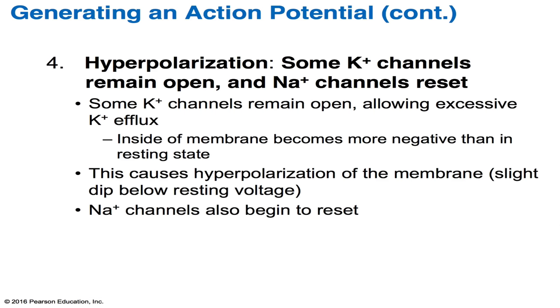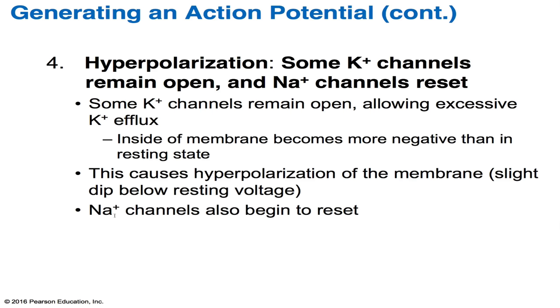In step four, hyperpolarization, some of the potassium channels stay open while the sodium channels reset. So while most of the voltage-gated potassium channels close, the ones that do stay open allow extra potassium ions to leave the cell. And this causes the membrane to become more negative on the inside than in the resting state. So this is what causes hyperpolarization of the membrane.